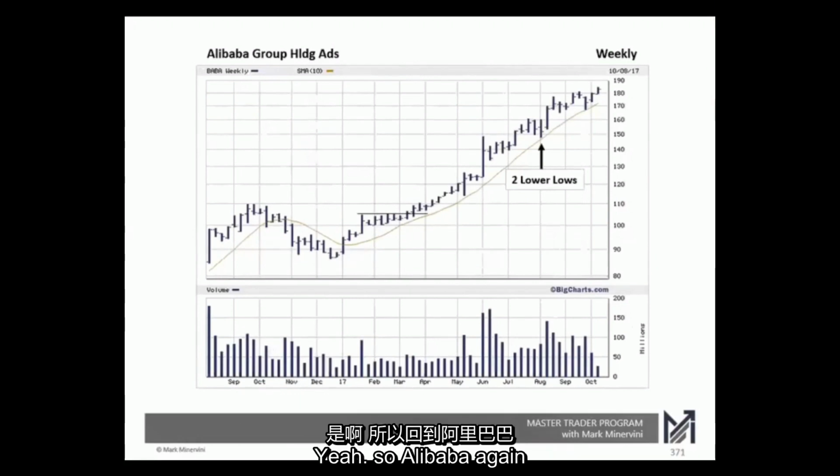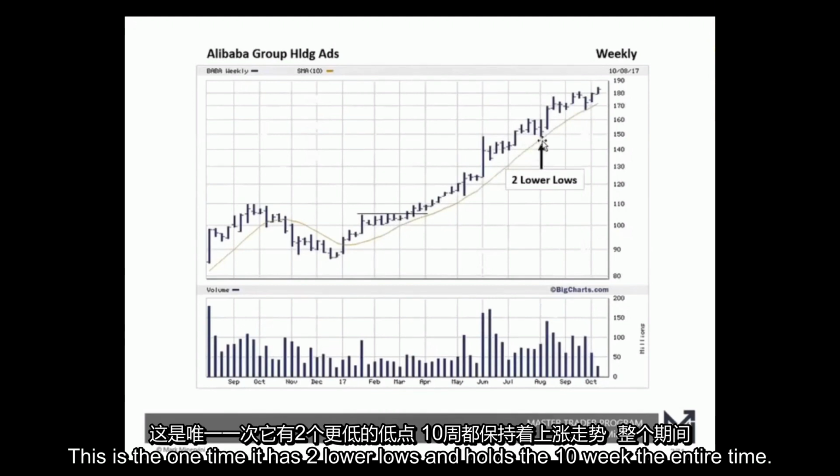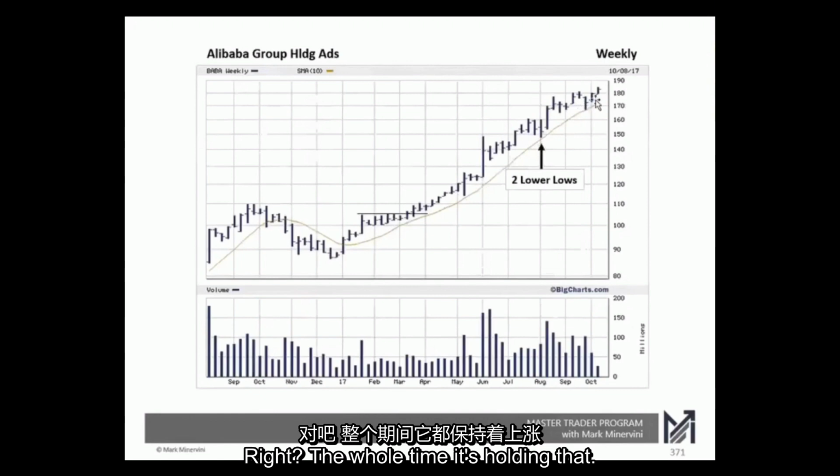So Alibaba, again, see here, look at this nice big base. Look at this tight VCP action. That's where you want to be buying. Now, again, look at this stock. It doesn't have 3 lower lows. It doesn't even have more than 1 lower low. This is the one time it has 2 lower lows and holds the 10-week the entire time. The whole time it's holding that.